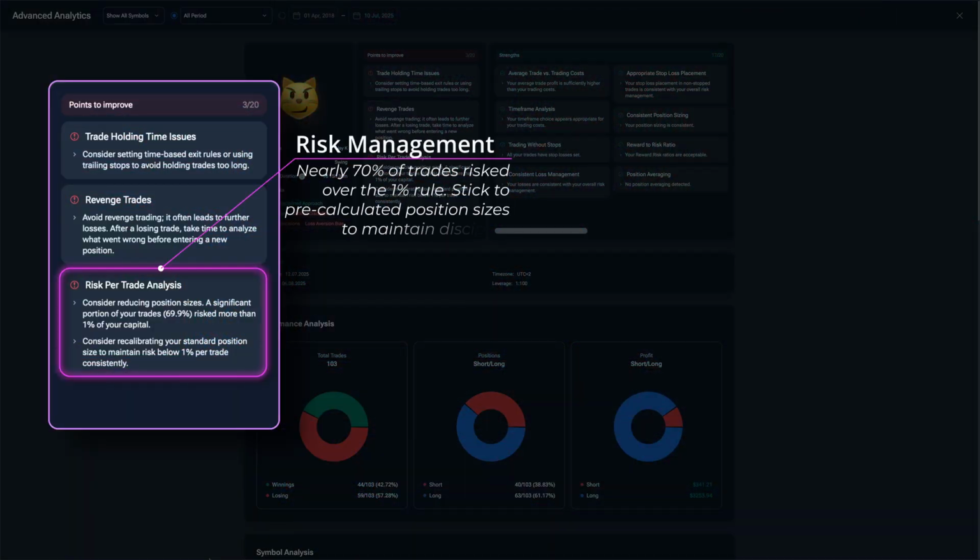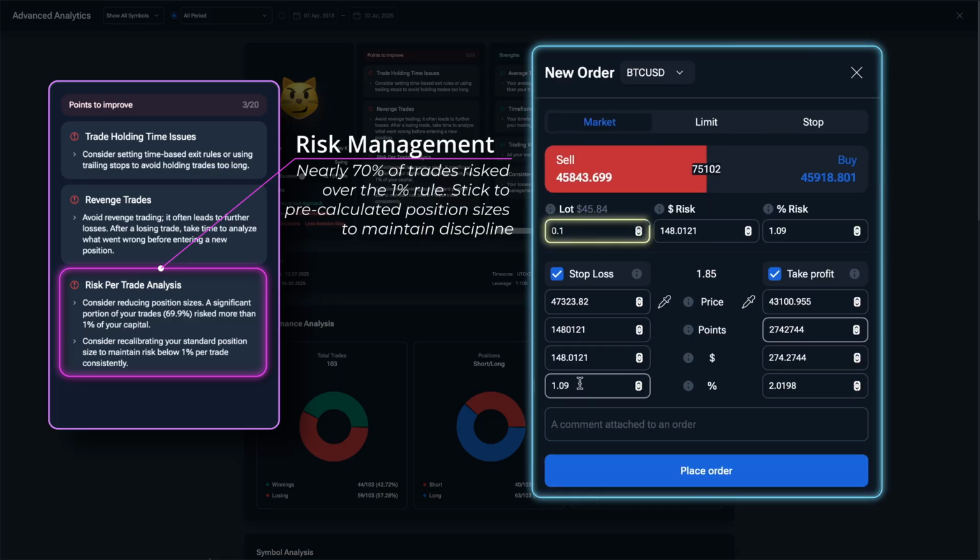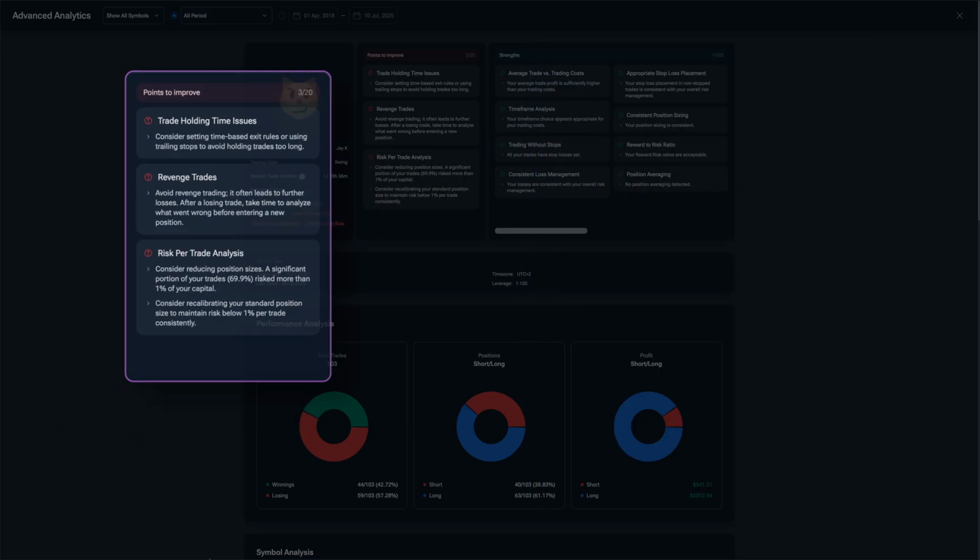Risk per trade. 69.9% of our trades risked more than our intended 1% rule. The system tracked this by comparing planned position sizes to actual execution. This reminds us to keep our position sizes as planned and not increase them even slightly. The solution: pre-calculate position sizes and stick to them religiously.